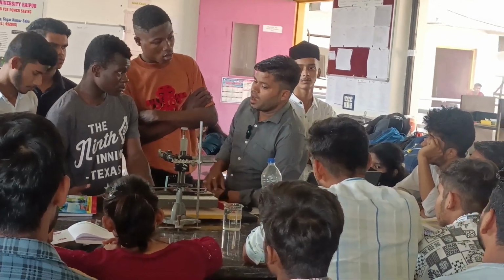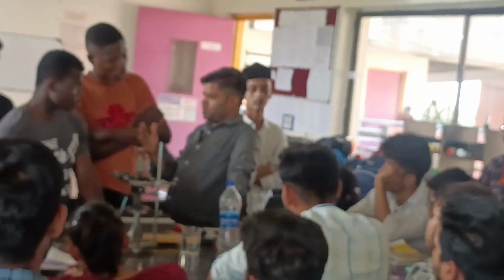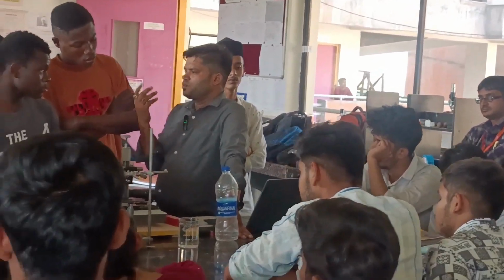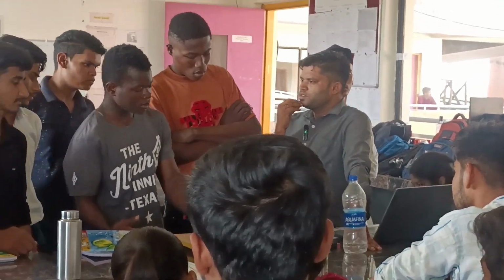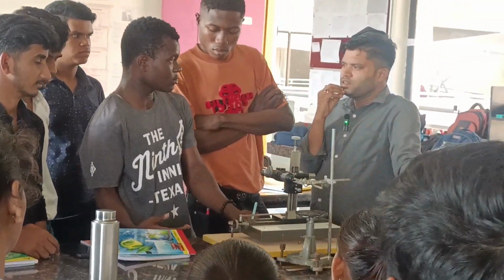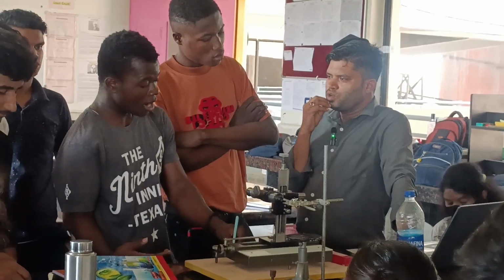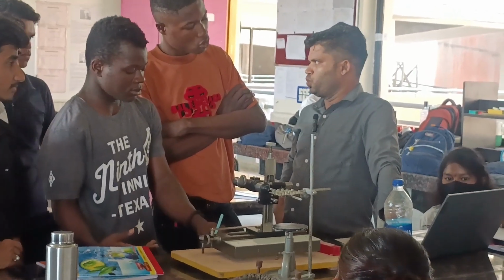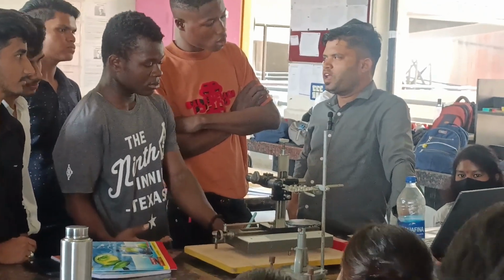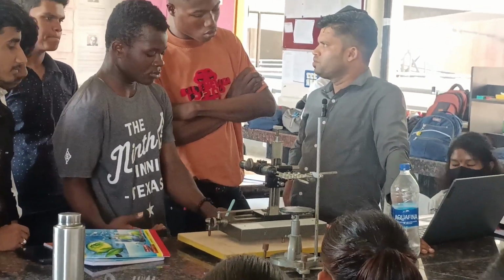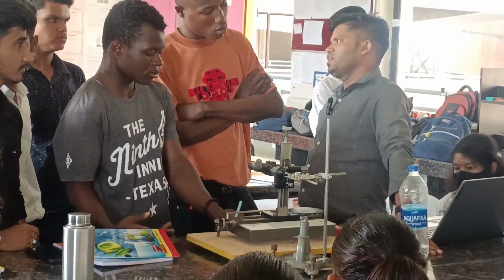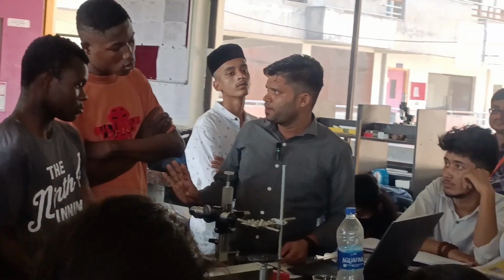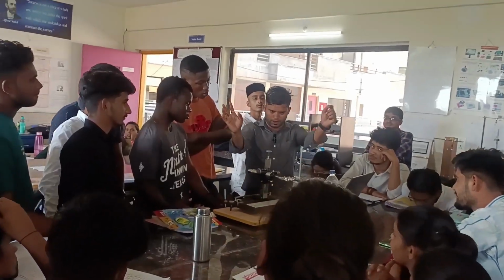I ask one question: what is the relationship between radius and diameter? Radius is half of the diameter. So r is equal to d by 2. That means radius is equal to diameter upon 2. Concept is clear?